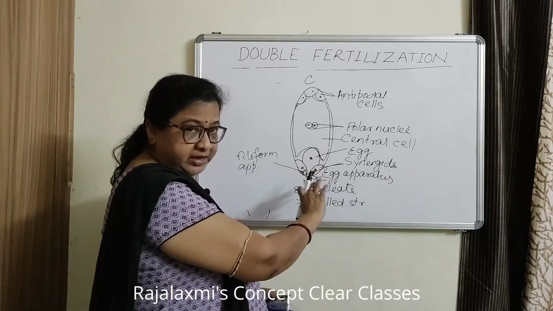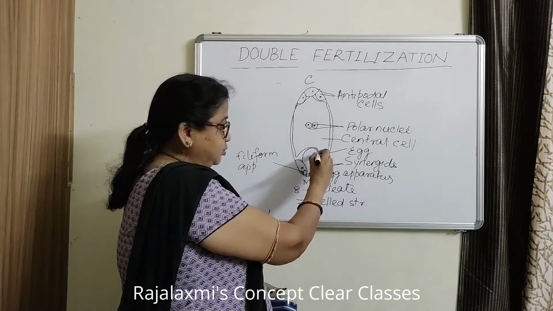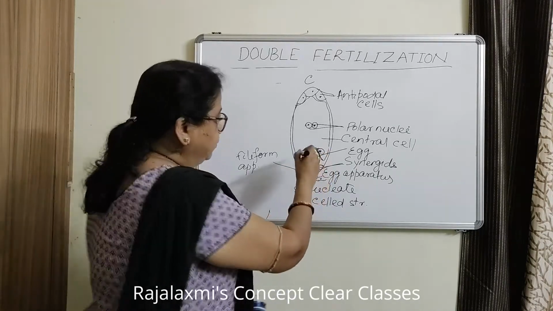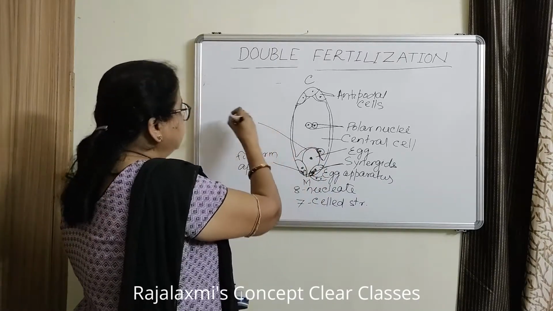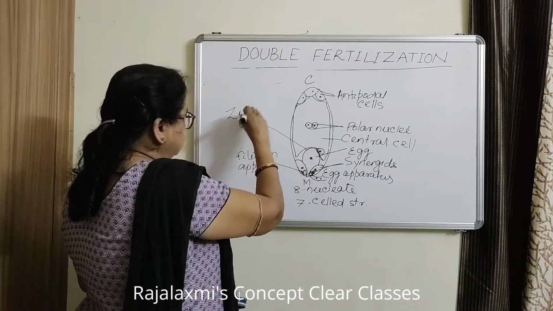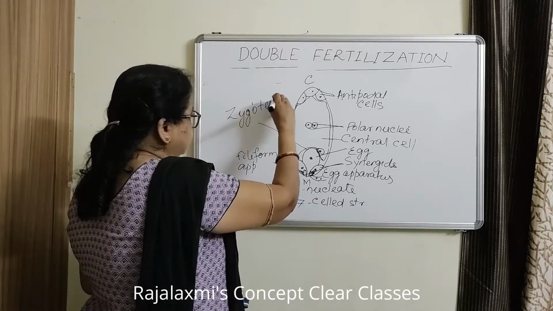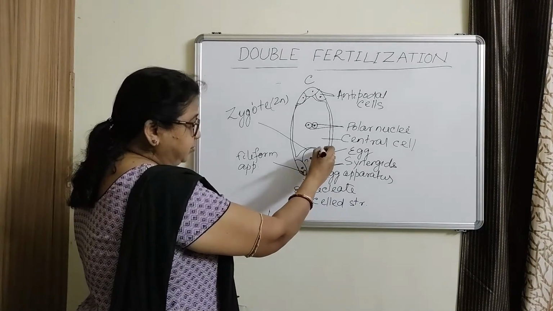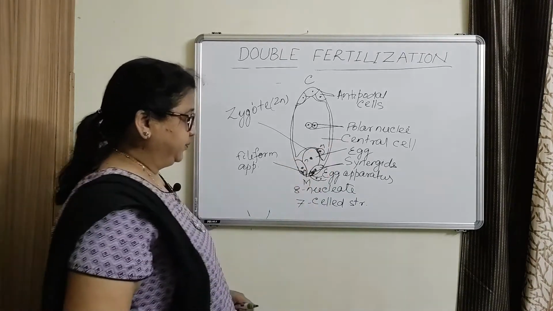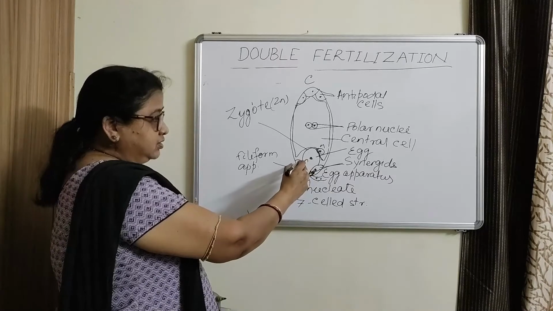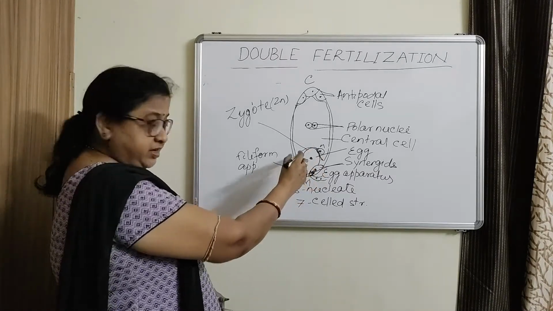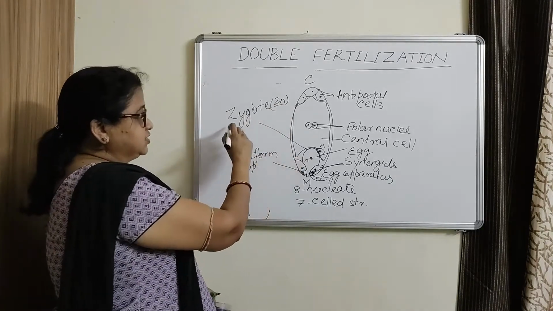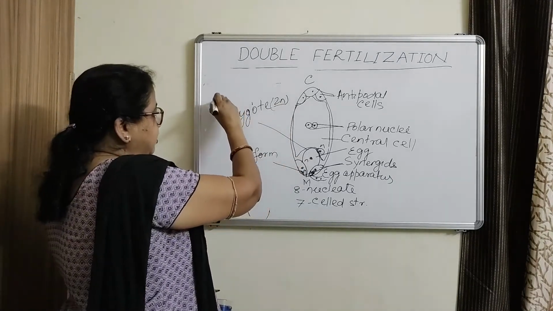Out of these two male gametes, one gamete moves to the egg and fuses with the egg to form a diploid cell known as the zygote. The egg has n number of chromosomes and the male gamete has n number of chromosomes. So after fusion, the fertilized egg contains 2n chromosomes and now this cell is known as the zygote. So the zygote is the fertilized egg.